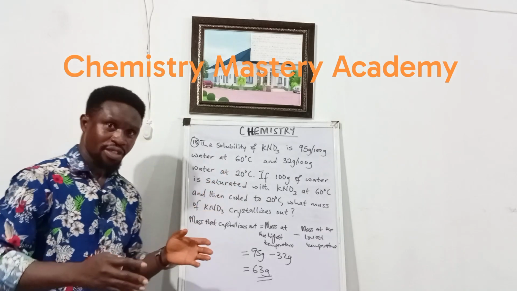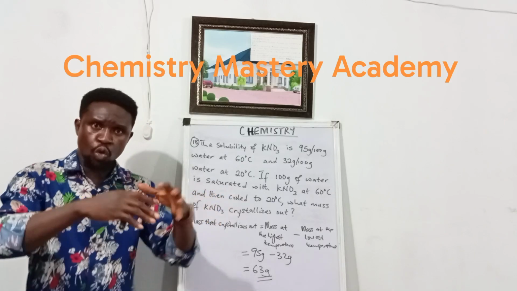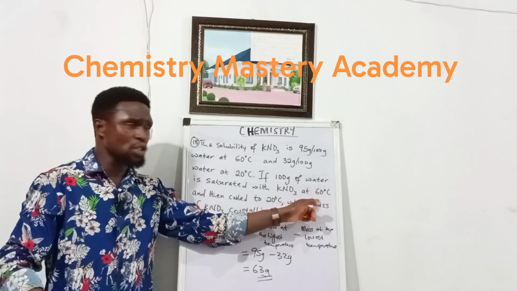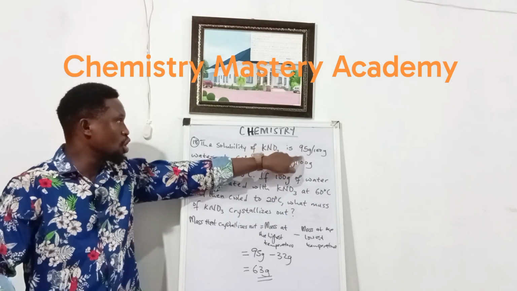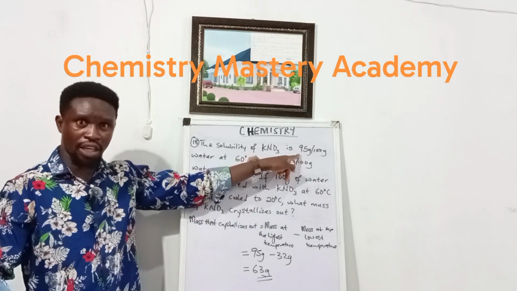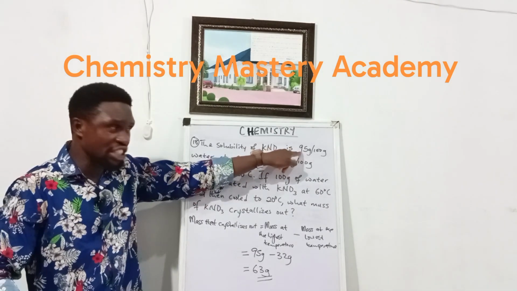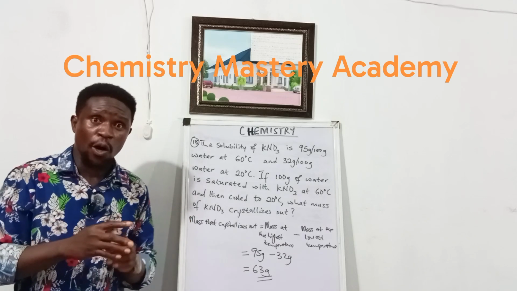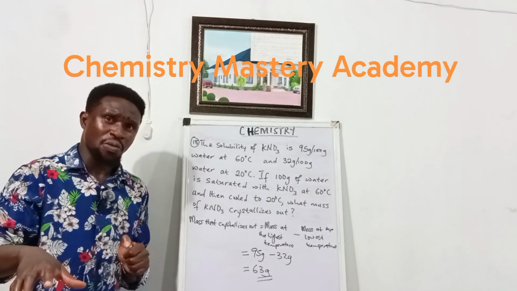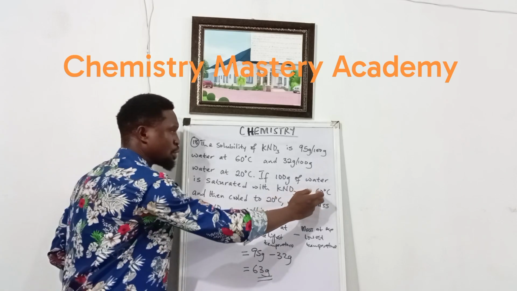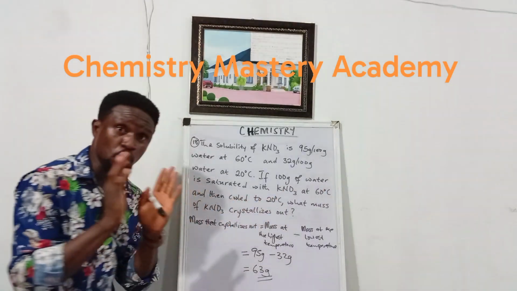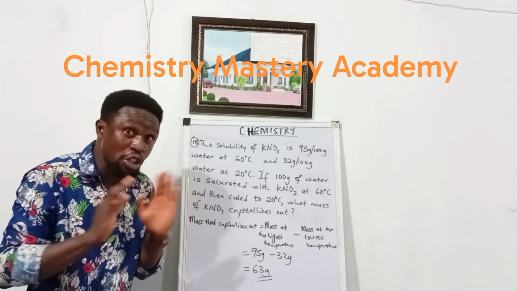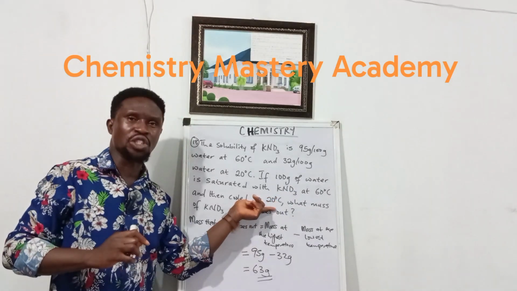So it means that we have water at 60 degrees Celsius, and that water has 95 gram of potassium nitrate dissolved in that 100 gram of water. Now, we went on to reduce the temperature from 60 degrees to 20 degrees. We did not touch that 95 gram of potassium nitrate, which has already dissolved. We just reduce the temperature to 20 degrees Celsius.